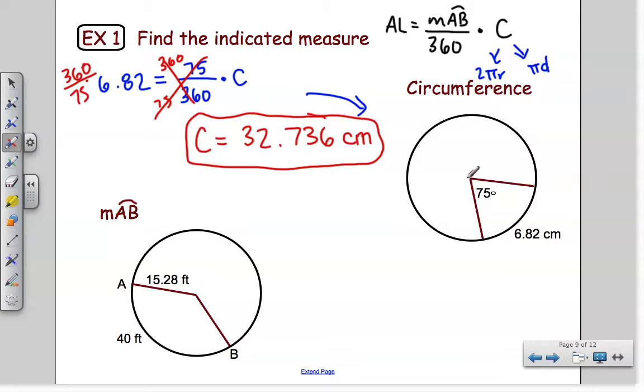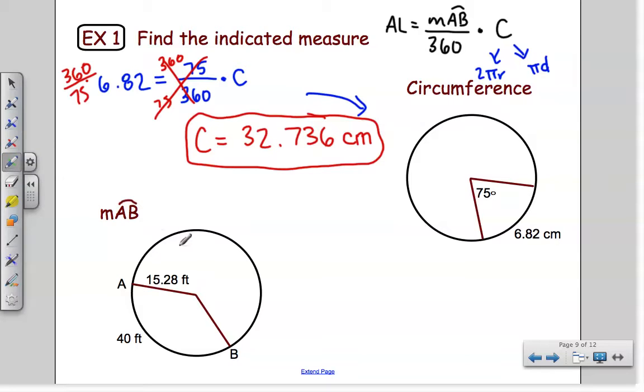And that seems reasonable. 75 degrees, so that's less than a quarter of the circle, was almost 7. And if it was a quarter, 7 is towards 28. This is a little more than that because this is a little less than a quarter. Sounds good at 32.736 centimeters. Okay, so we solved for an unknown, we solved for circumference in the first one.